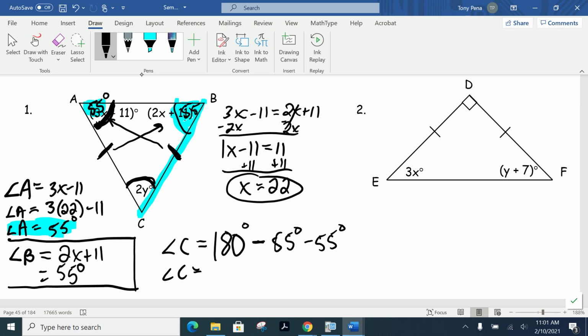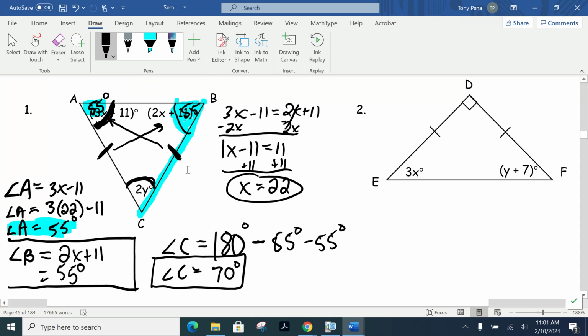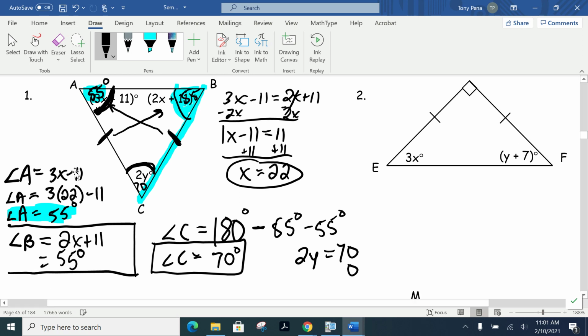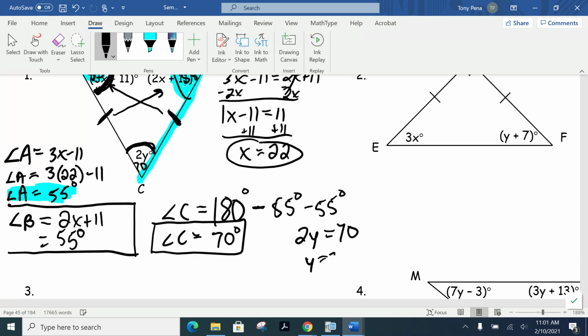All right, so when we do that, 180 minus the two 55-degree angles, that leaves 70 degrees left over for angle C. And then I'm not sure why we didn't ask for Y. Let's say I ask you for angle Y. Now that we know this angle is 70 degrees, we could figure out Y, because Y needs to equal 70. Divide that by 2, and then we would know that our Y has a value of 35.